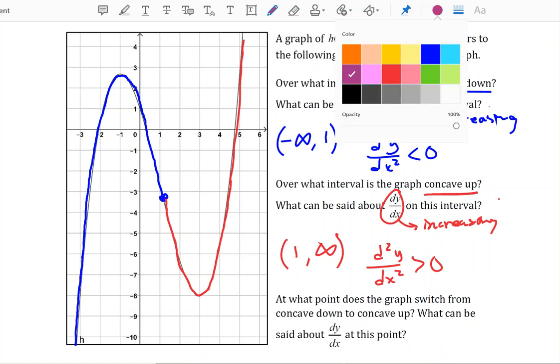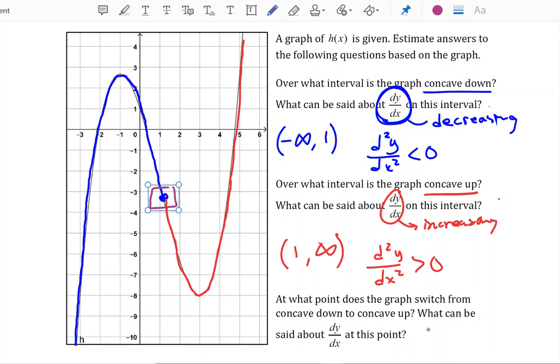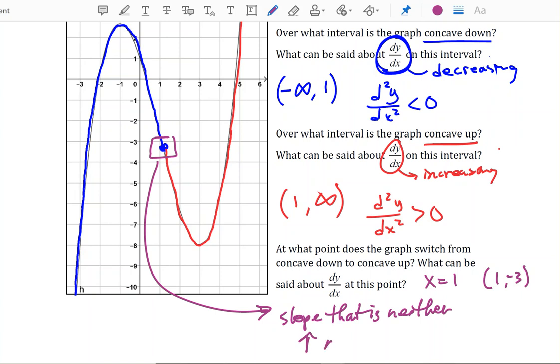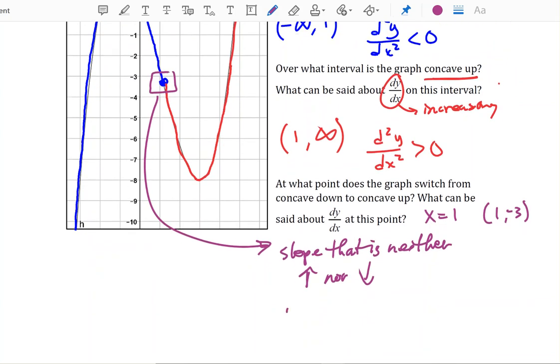The last question asks at what point the graph switches from being concave down to concave up. And we decided that that point was approximately when x is equal to 1, maybe around 1 comma negative 3. Now at this point we have a slope that is neither increasing nor decreasing. If that is true, that means that the rate of change of the slope, dy over dx, must be equal to 0.